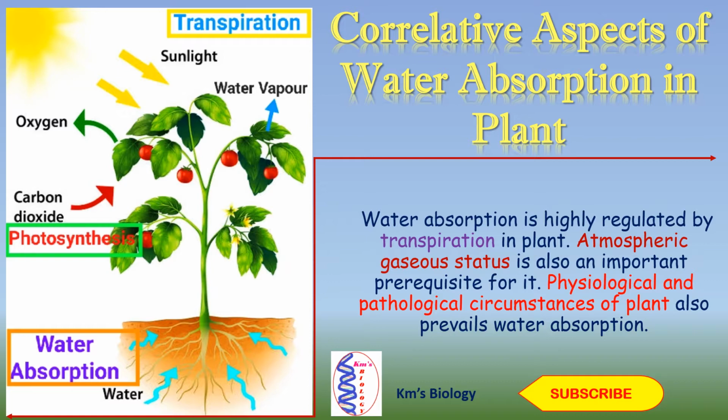Here is a diagram that shows three important biological processes, namely transpiration, photosynthesis, and water absorption. These three processes are interconnected with each other.